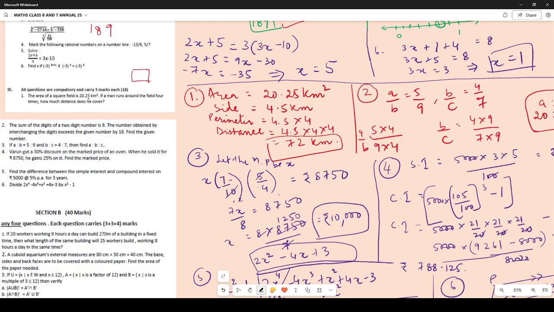For the perimeter, we need to find the side. We know that 20.25, or 2025, is the square of 4.5, or 45 over here. So that means each side is 4.5 kilometers. So first let us find the perimeter. The perimeter is 4.5 into 4, but the man runs 4 times. So that makes it 4.5 into 4 into 4. That makes it 72 kilometers.